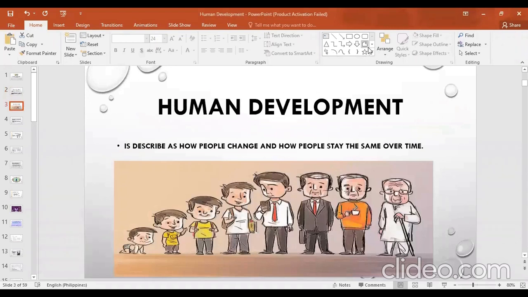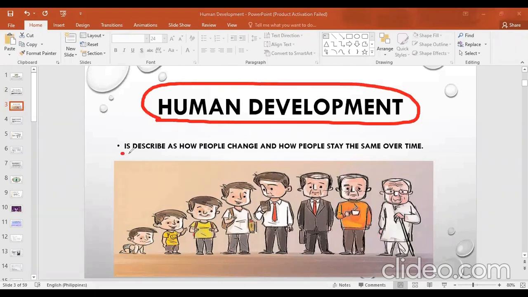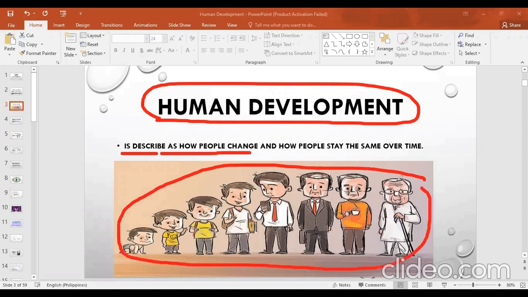So to start this discussion, let us define the meaning of human development. It is described as how people change, as you can see here, how people change and how people stay the same over time. So human development is a pattern of movement, or it can be a change that begins at conception and continues throughout the lifespan.